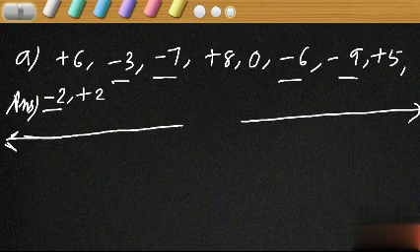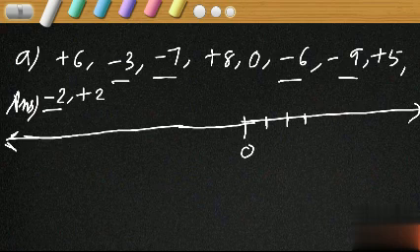Okay. Draw neatly. 0, 1, 2, 3, 4, 5, 6, 7, 8. 8 is our greatest positive number among this.